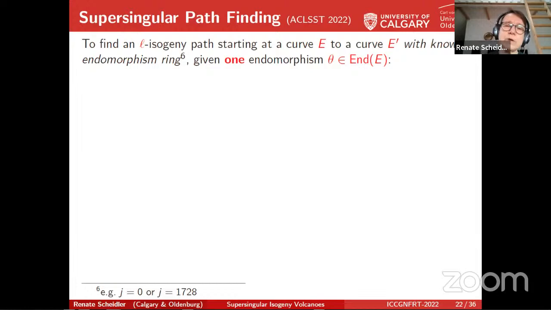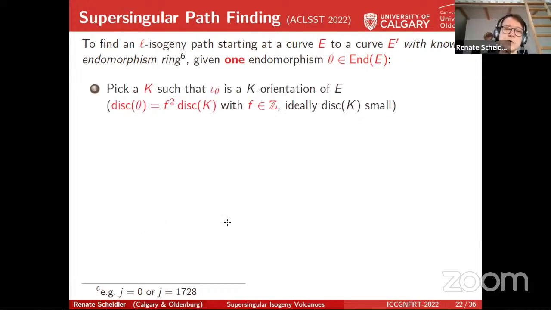And so now we want to use this oriented isogeny graph to find a path from a curve E to another curve, where we assume two things. One is we assume we have an endomorphism on E, given by this orientation. And two, we assume that the target curve has a known endomorphism ring. So the target curve could, for example, arise from the J invariant 0 or 1728, where we actually know the endomorphism ring.